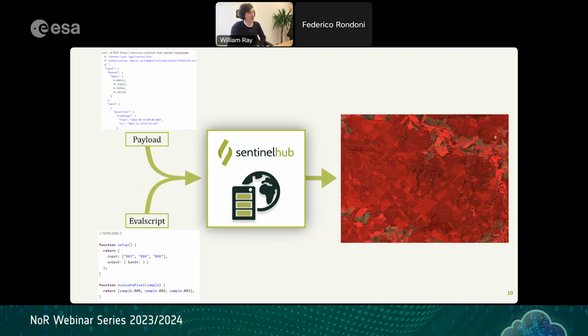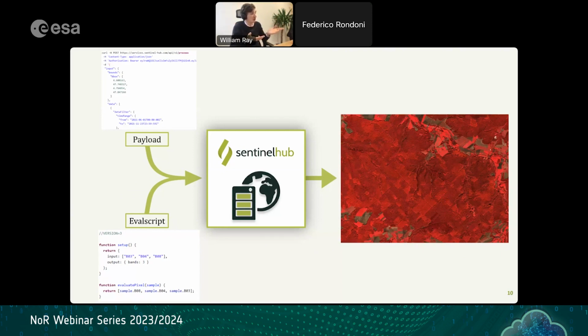So the payload contains information such as maybe a bounding box you may have, maybe a shapefile, as well as say a time range as well. So here in this example, we're looking at 6-month periods, but this can be as long or as short as you wish.